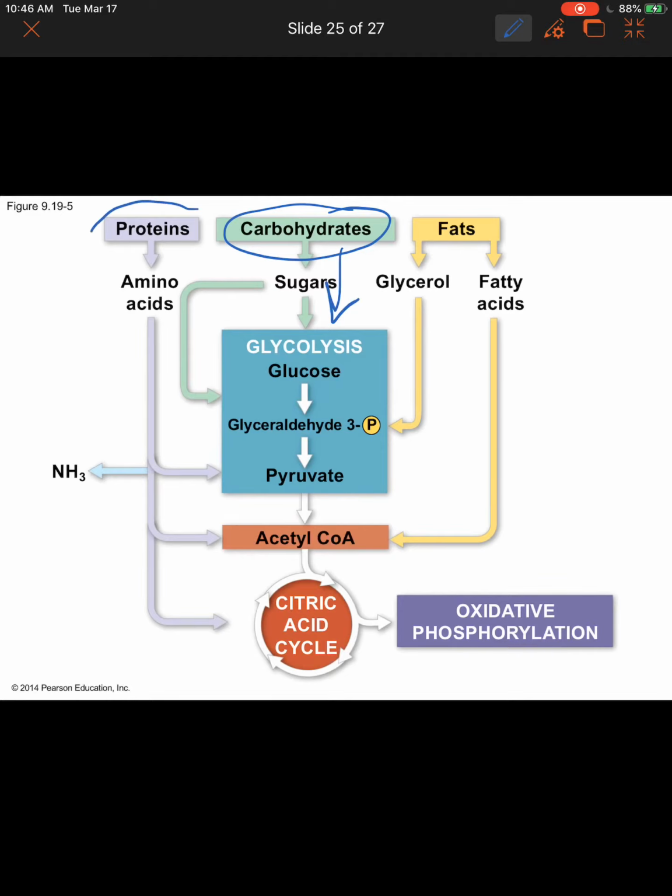But we could just as easily have talked about a protein molecule moving through. Proteins are first broken down to their component amino acids, and the amino acids can be injected at various different points along the way, depending on which amino acid we're talking about. Some of them are converted directly to pyruvate, others directly to acetyl-CoA. Others can drop directly into the citric acid cycle, but either way, the energy of the protein ultimately is funneled into oxidative phosphorylation, where a lot of ATP is produced.